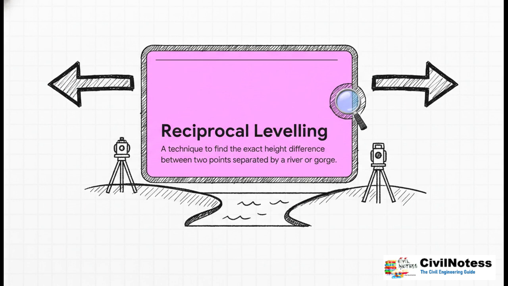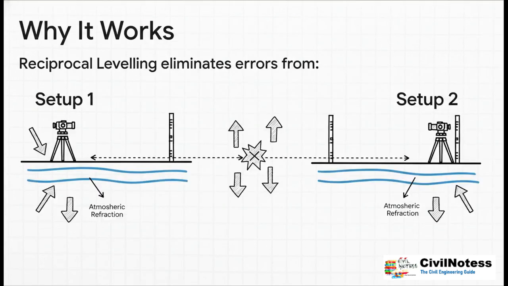The name itself gives you a huge clue. You're going to take reciprocal, or matching, measurements from both sides of the thing that's in your way. Now, this is where it gets really clever. This method is so powerful because it basically cancels out all the major systematic errors. By setting up on side A and measuring to B, and then moving over to side B and measuring back to A, any error you have is present in both sets of readings, but in opposite directions. So when you average them, the errors for curvature, for refraction, and even for a slightly misaligned instrument, what we call collimation error, they all just magically cancel each other out. It's an incredibly elegant field solution.